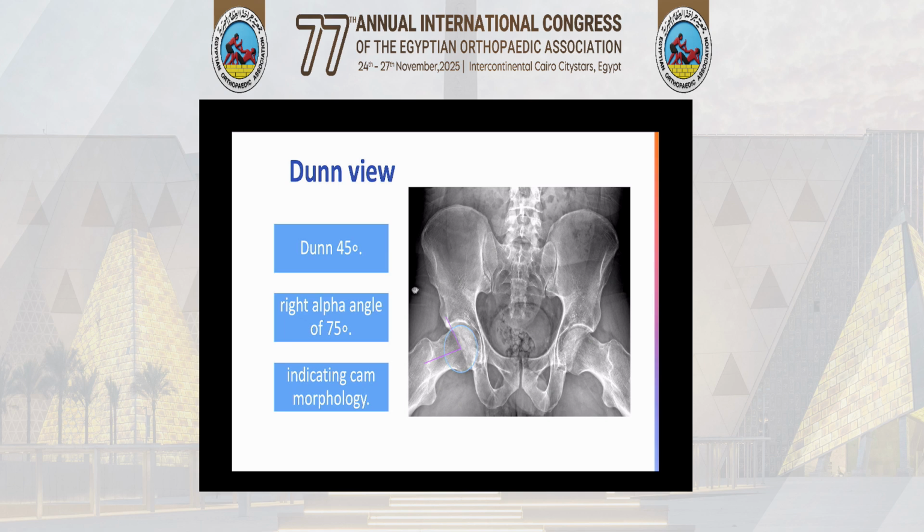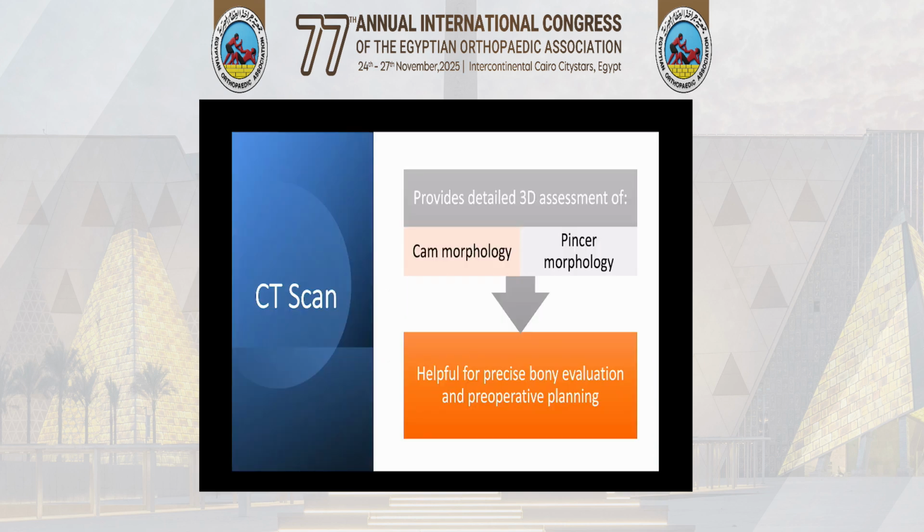In the Dunn view usually we can see the cam lesion, and we measure here the alpha angle, as you can see on the X-ray image. When the alpha angle increases to more than 50, usually there is a cam lesion, and it should be diagnosed carefully later on with CT scan and MRI, as we will see.